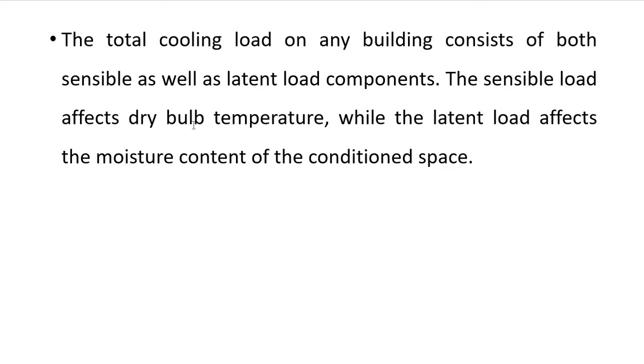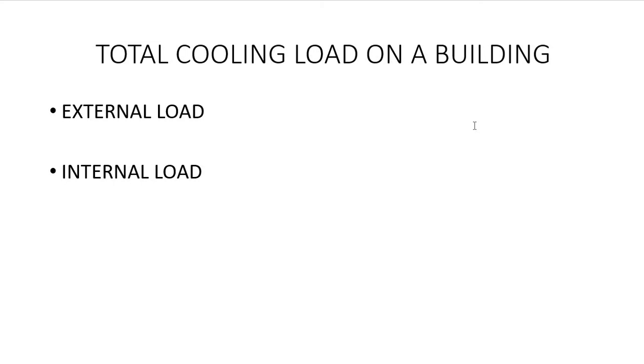The sensible load affects the dry bulb temperature, while the latent load affects the moisture content of the conditioned space. So due to the heat coming from outside, the dry bulb temperature increases. Due to ventilation, due to the supply of fresh air into the room, the latent load will increase. So these sensible and latent loads have to be removed with the help of the air conditioning system. Now the total cooling load on a building can be classified into external load and internal load.